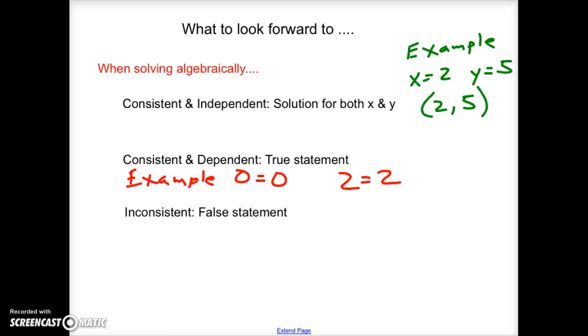Last type is the inconsistent system. These are the parallel lines. You end up with a false statement in this case. For an example here, you may end up with 0 equals 2. You could end up with 5 equaling 17. It doesn't matter. Whatever statement you end up with will be false. All the variables will cancel out, but basically because the intercepts are different, you'll end up with a false statement at this point.